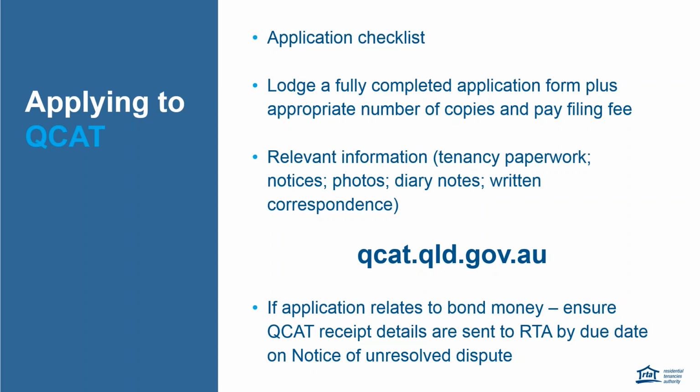Again, I just remind people with bond matters, it's so important to not just lodge within the time frame of the notice, but also to inform the RTA of the application that's been made. If we don't receive notification that someone has taken the matter to the tribunal, the RTA is going to pay out as per the first refund form that we processed. So if someone has lodged a claim and the other person disputed, but it's not resolved and they don't take it further, and we don't get notified, we will pay the bond out.